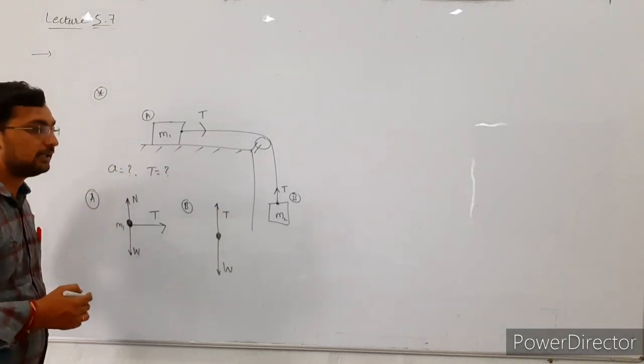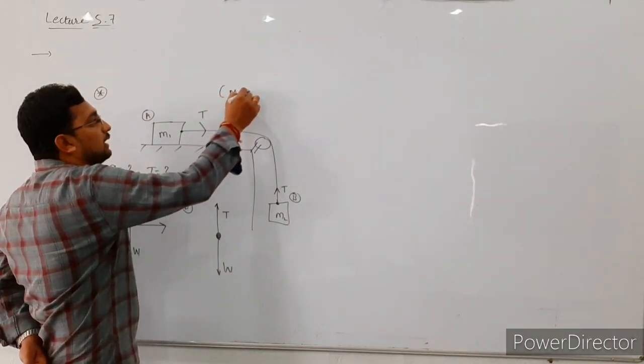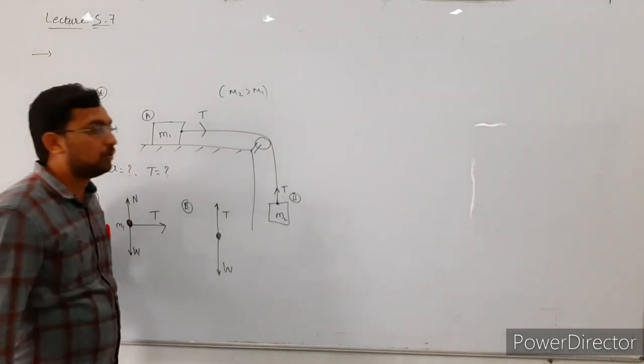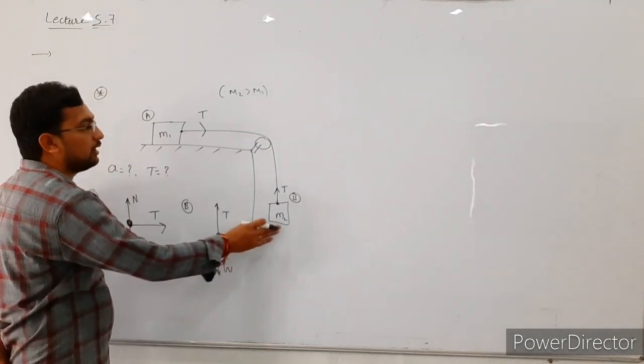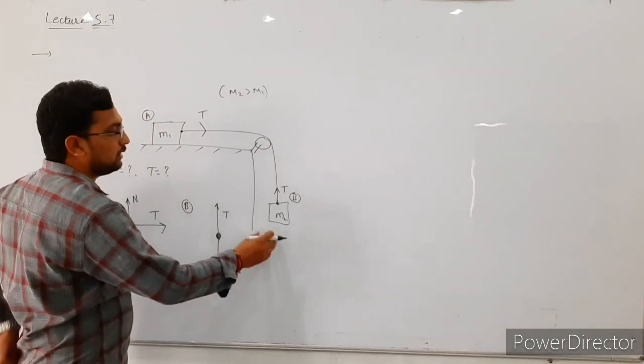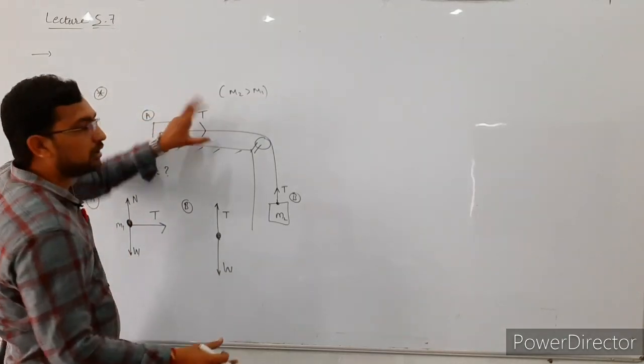The tension is acting in the upward direction. The condition is that m2 is greater than m1. That means the mass of this body is more compared to the mass of the first body. So due to that, this body is moving in the downward direction and this body is moving along the horizontal direction.